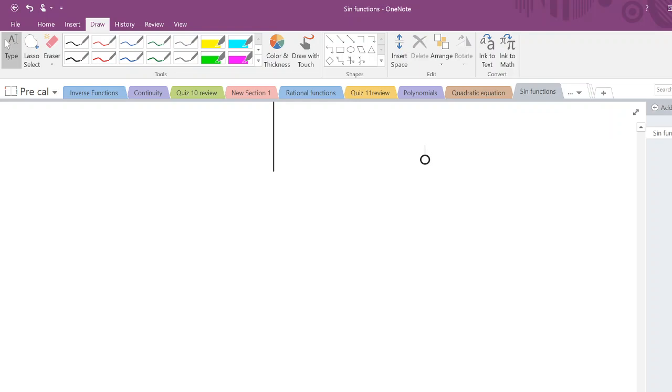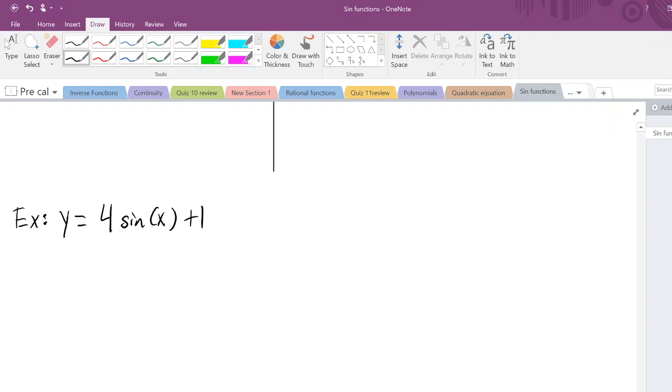So this is what we're going to do. We're going to combine both. This is how we're going to do it. I have, for example, y is equal to 4 sine of x plus 1.